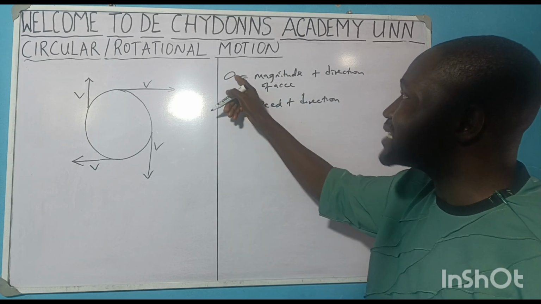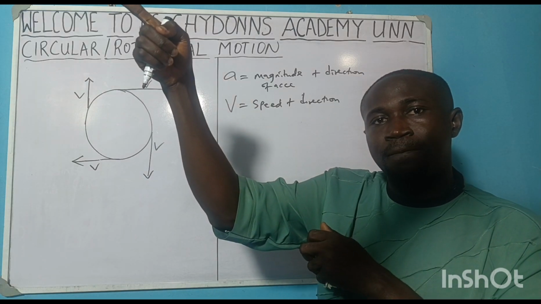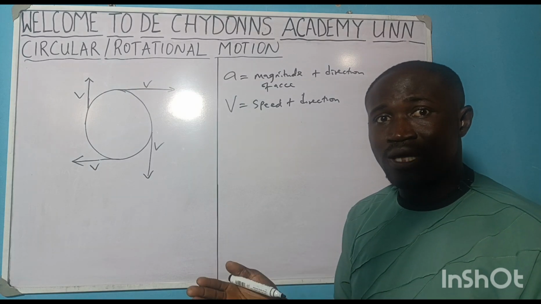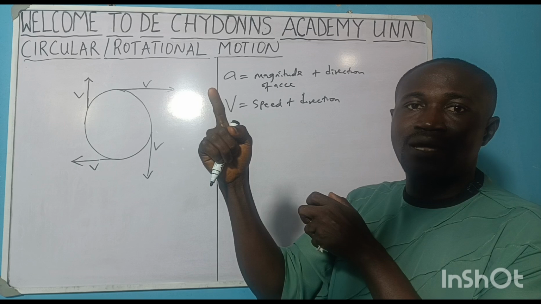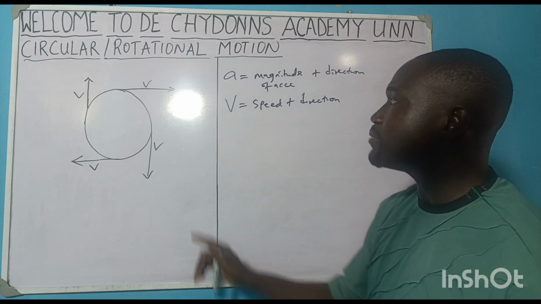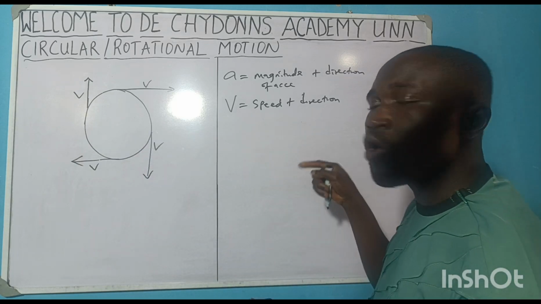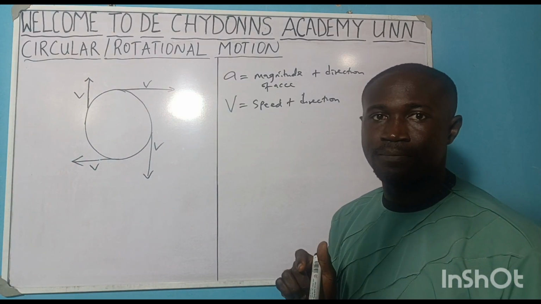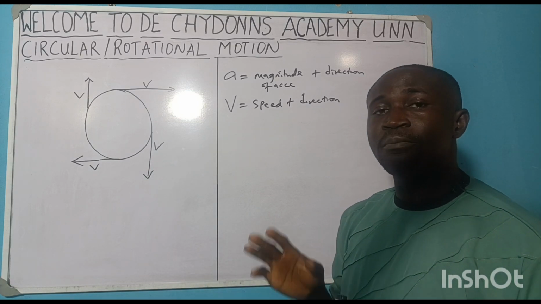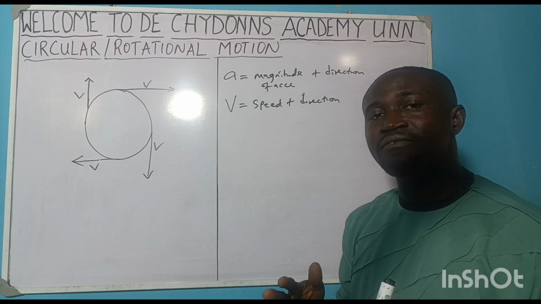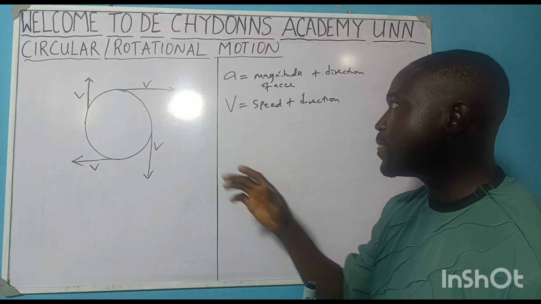And also the acceleration of a body undergoing circular motion is directed towards the center. In other words, its centripetal force is also directed towards the center. The force that helps that body to be moving in that circular path is always directed towards the center. Now, as you have noted these points, it's important for us to derive important formulas we need for this topic.